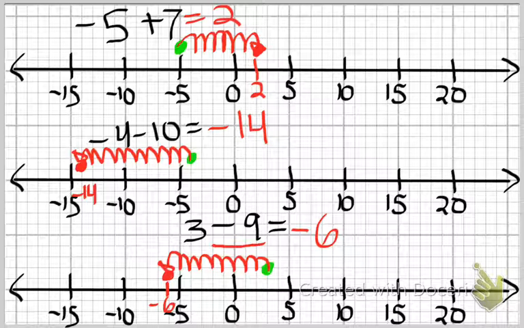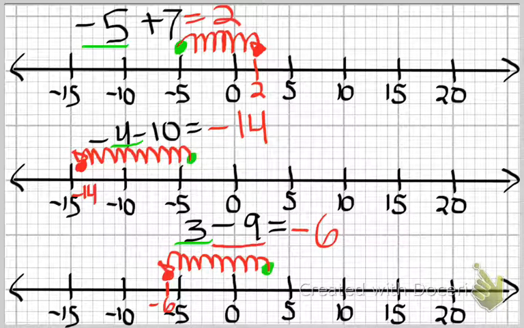That's what you do for all of these. The first number tells you where to start, and everything after that, the minus or plus, tells you which way to go, and then the last final number tells you how far to go in the direction that you now know. So these are some examples of adding and subtracting with negatives.